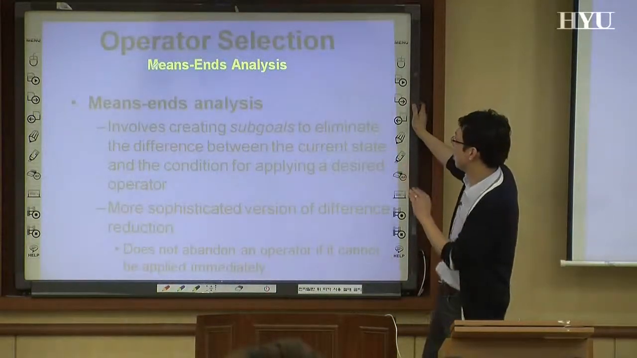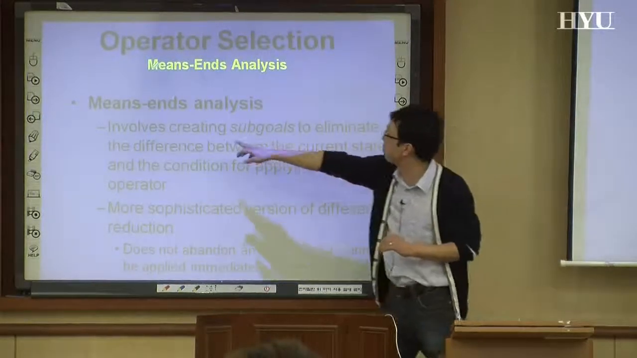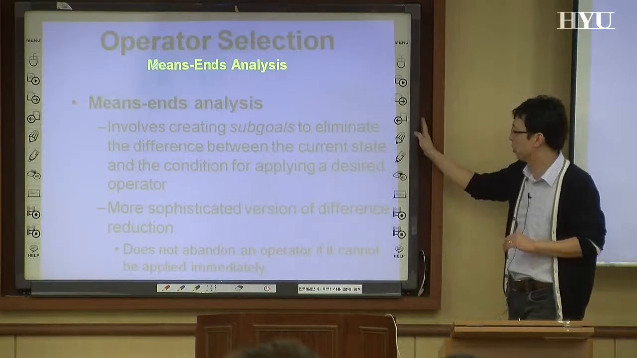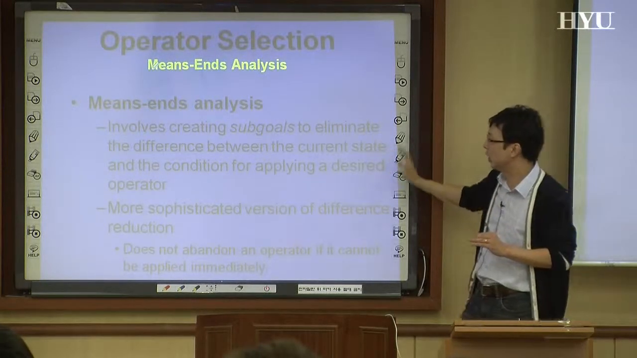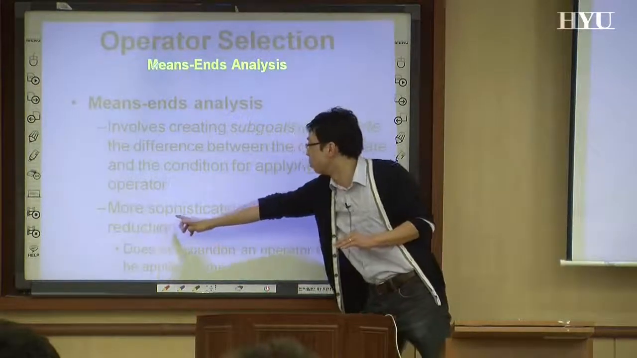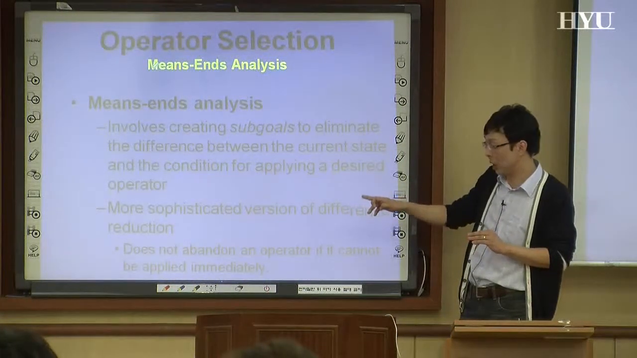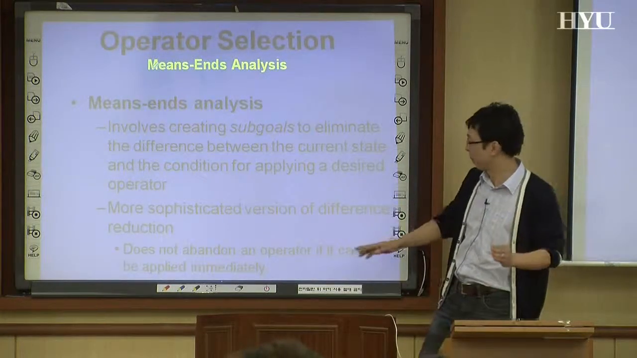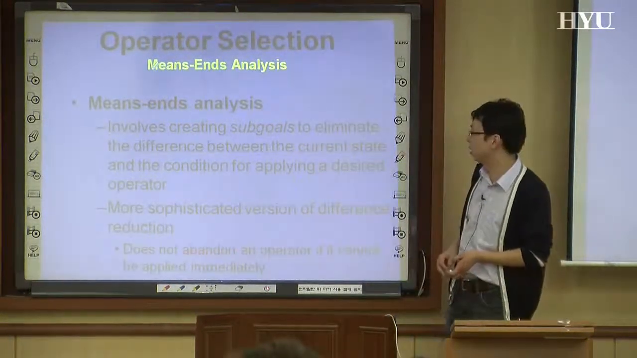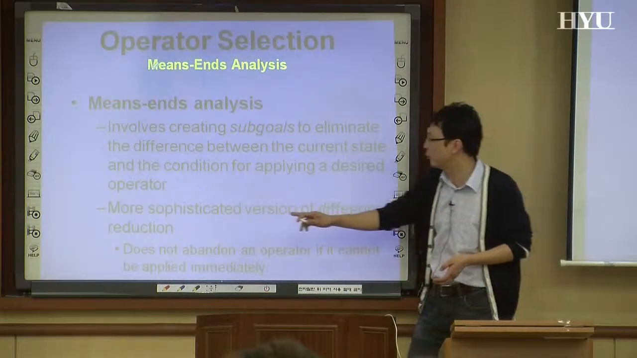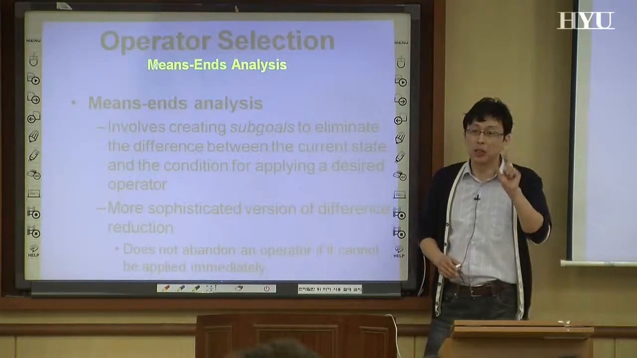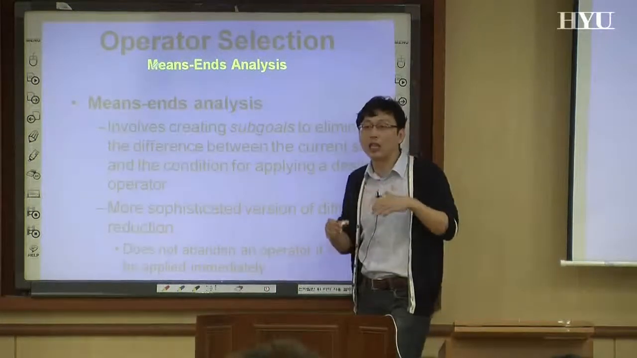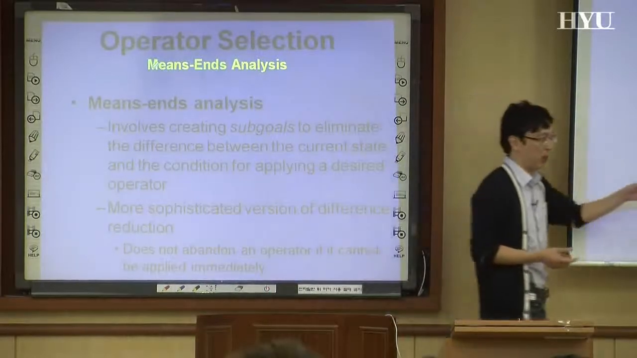Means-ends analysis involves creating a sub-goal to eliminate the difference between the current state and the condition for applying the desired operator. The basic idea is this one. It is a more sophisticated version of difference reduction, but means-ends analysis searches everything. It does not abandon an operator if it cannot be applied immediately. In the difference reduction method, people give up in some state like this way.